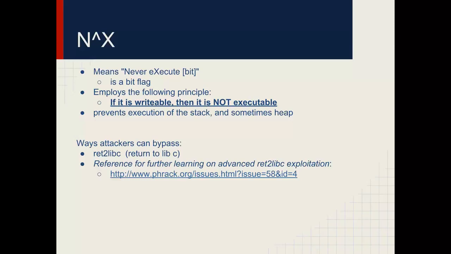Sometimes the heap may necessarily be executable. Ways an attacker can bypass this is by reusing existing library code and existing code in the binary, such as return to libc attacks, which I believe we covered, may not have demoed, but will be demoed later. Return to libc came out probably about 10 years ago or so, and it's a very, very simple technique, and it completely defeats NX.